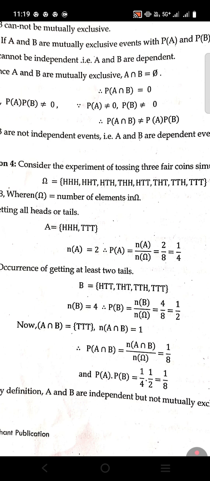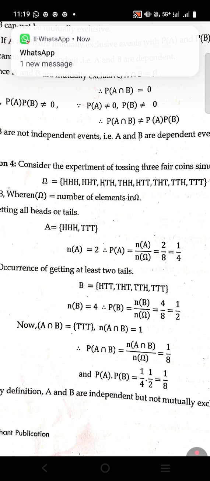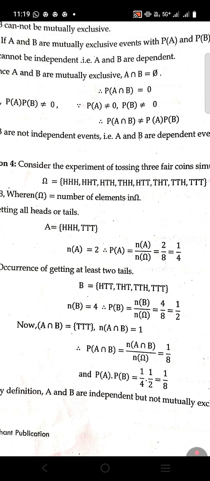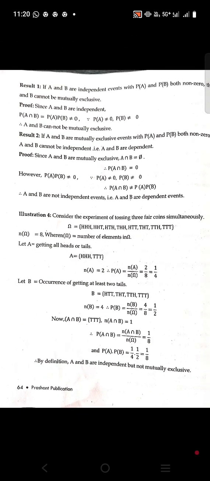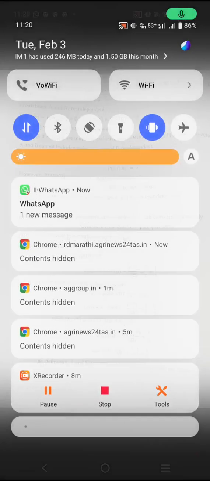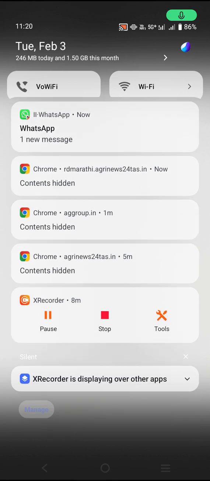equal to, that is, probability of A is 1 by 4 and probability of B is 1 by 2, equal to 1 by 4 into 1 by 2, which is 1 by 8, and therefore by definition A and B are independent but not mutually exclusive. Here we have proved that by definition A and B are independent but not mutually exclusive.